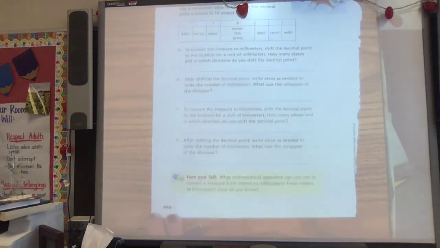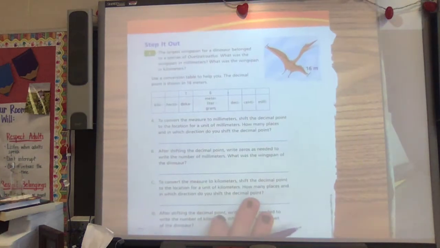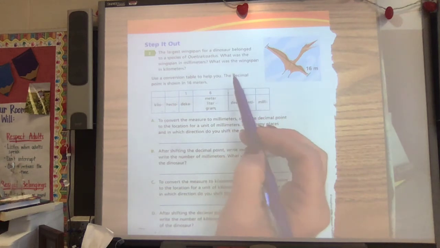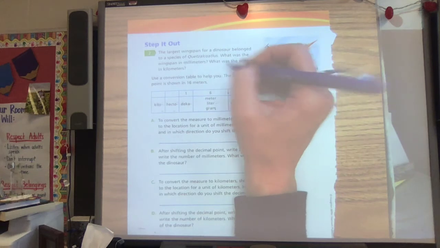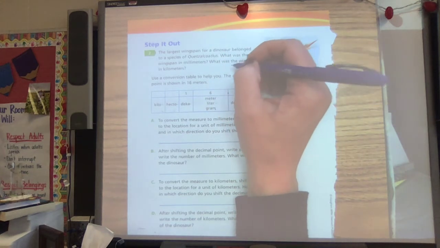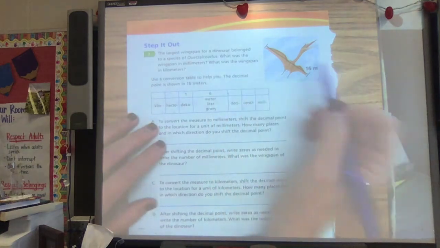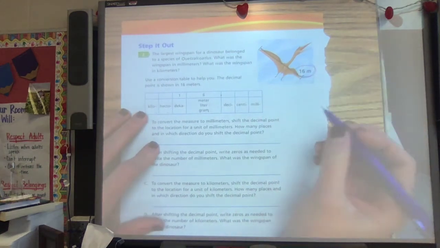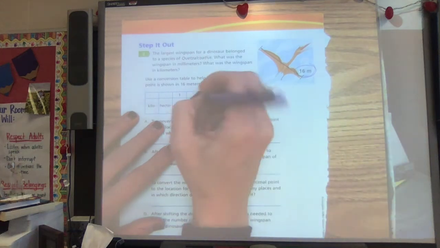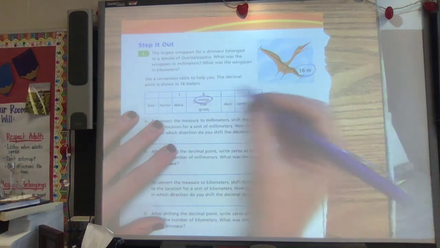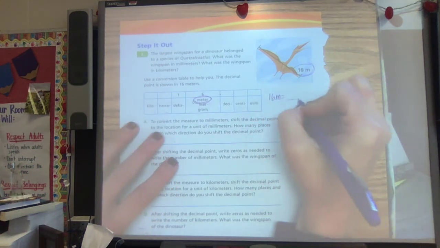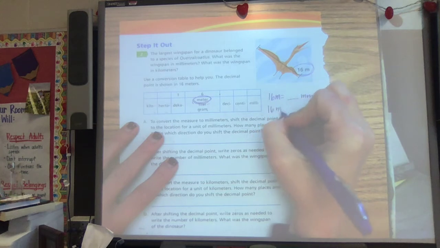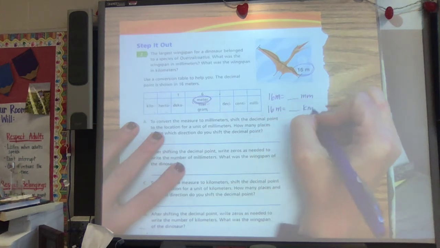All right, let's turn the page to 456. The largest wingspan for a dinosaur belonged to a species, Quetzalcoatlus. What was the wingspan in millimeters? And what was it in kilometers? So it's telling you right here in the picture that the wingspan was 16 meters. So we're right here in meters. But I want to know, 16 meters is how many millimeters? And 16 meters is how many kilometers?